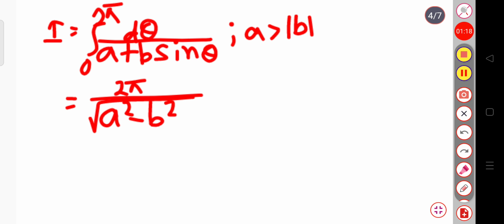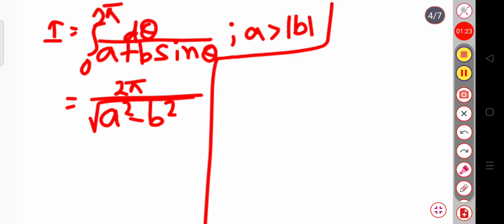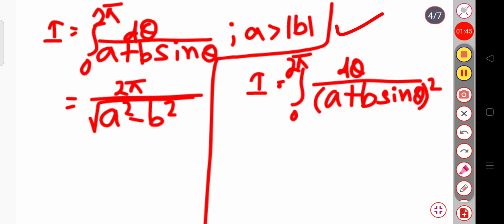If this question is somehow modified, suppose the question is that you have to solve the integration I equal to the integration over the limit 0 to 2 pi d theta divided by a plus b sin theta whole square, with the same condition, that a should be greater than mod b. So, in this case how to solve this question?